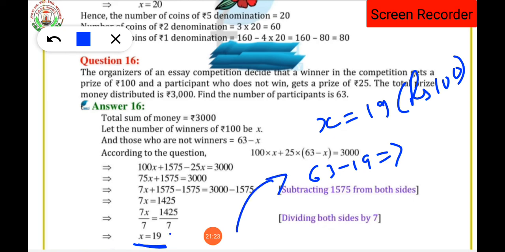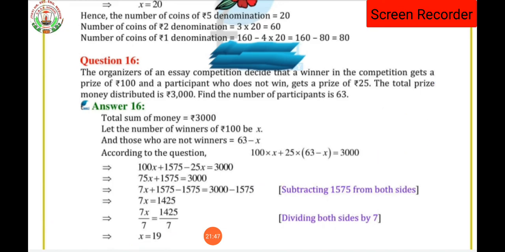So after doing this solution you have to note down from here. 63 minus 19 will be equal to how much? Subtract it, 63 minus 19. Here we will give a carry. So 5 minus 1 will be 4 and 13 minus 9 will be equal to 4. So the answer will be 44. So 44 are the participants who are not winners and will get rupees 25, and 19 are the persons who will get the prize of 100 rupees.